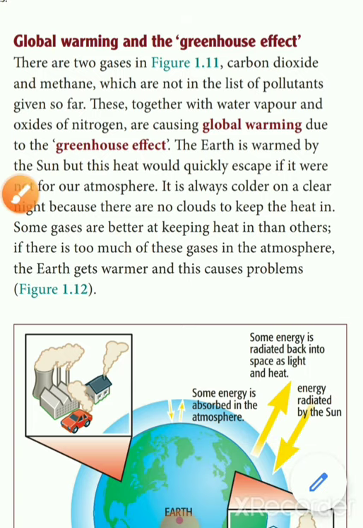Next is the case that Earth is warmed by the sun, but the heat would quickly escape if it were not for our atmosphere. Earlier, I mentioned that the atmosphere is a layer protecting Earth from getting excessively heated. Now, obviously, when the sun's rays or ultraviolet rays enter the Earth, they do not revert back with the same concentration or the same quantity.